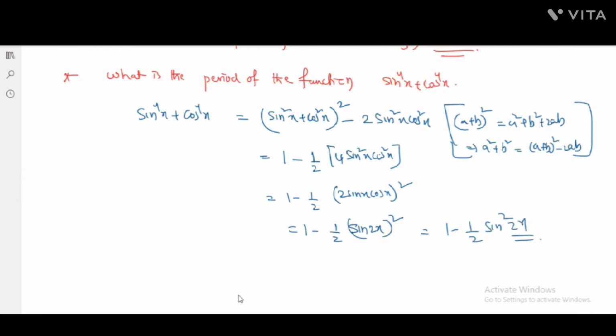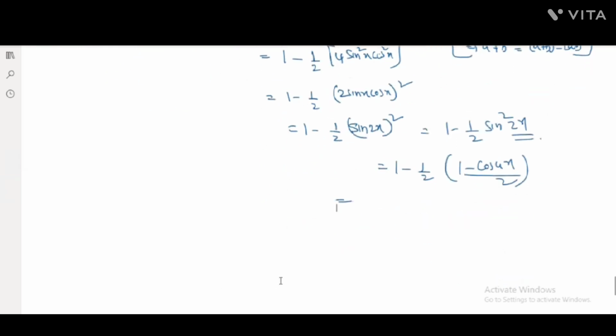So how can we take this one? 1 minus 1 by 2 into sin square 2x, so we can write it as 1 minus (1 minus cos 4x) by 2, using the formula. So what we'll get is 1 minus 1 by 4 plus 1 by 4 cos 4x. So this will be 3 by 4 plus 1 by 4 cos 4x.